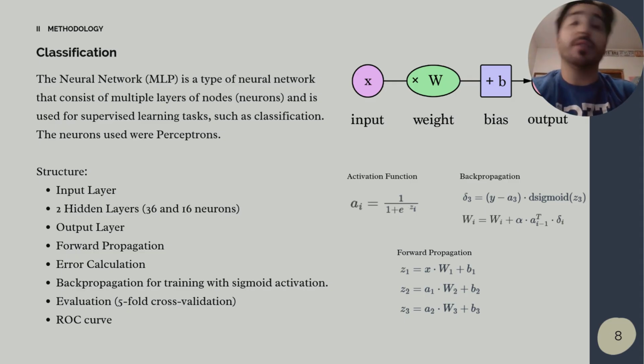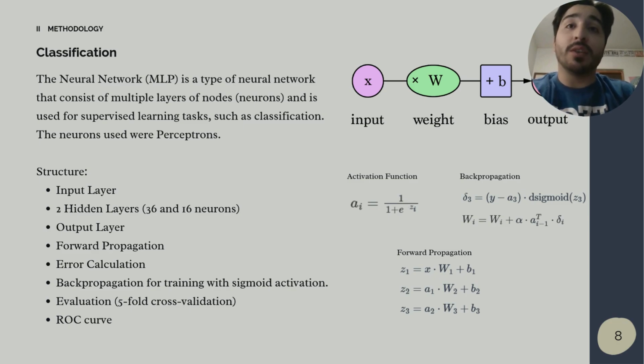attention level prediction, we used a neural network consisting of multiple layers of nodes or neurons, in this case perceptron neurons, which were used for supervised learning tasks such as classification. In this case, we classified the features extracted. The structure consisted of an input layer, two hidden layers of 36 and 16 neurons, and an output layer.